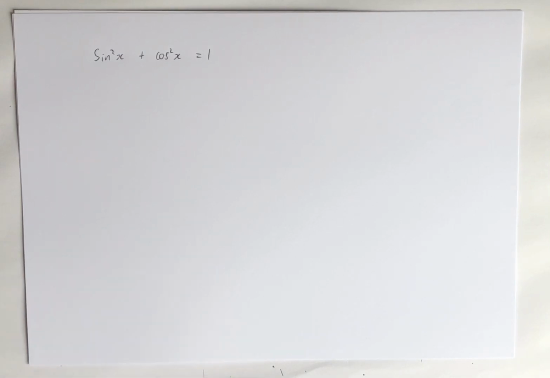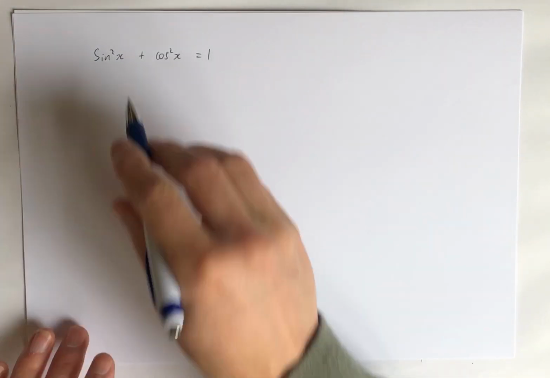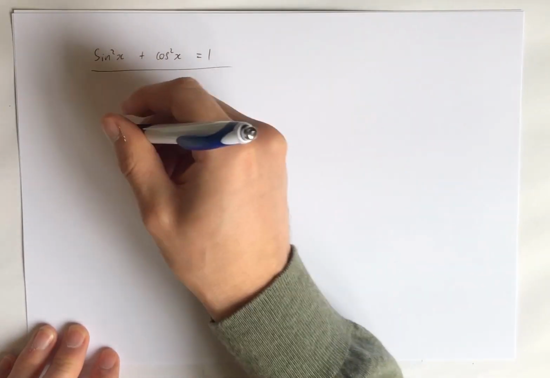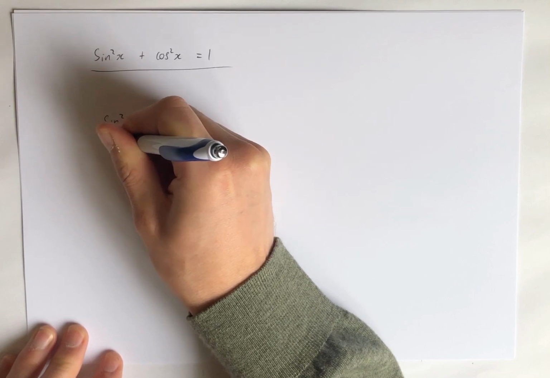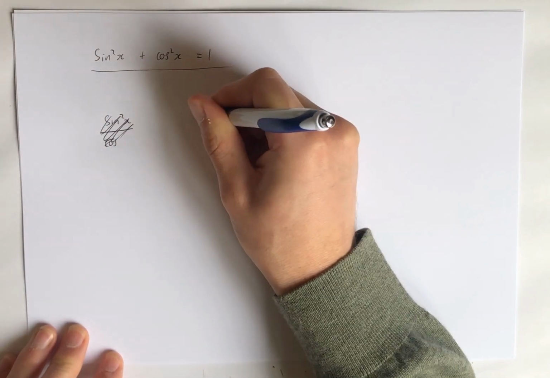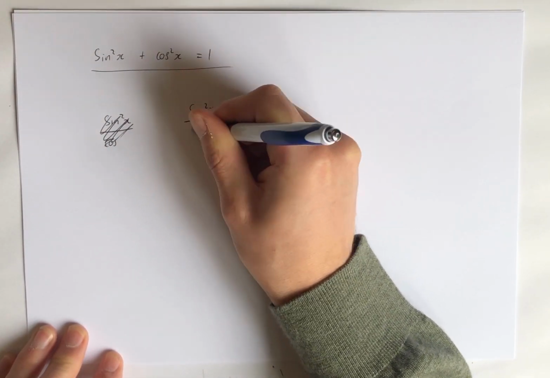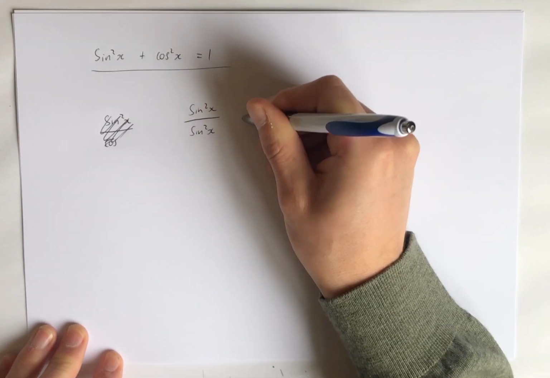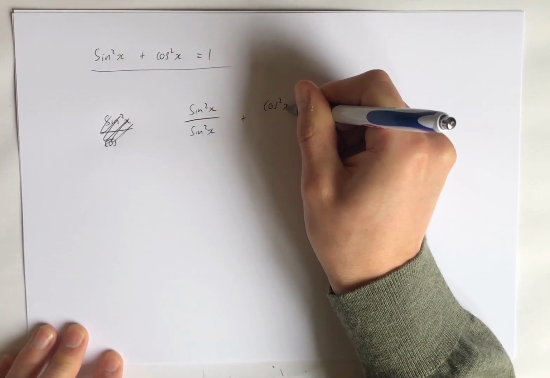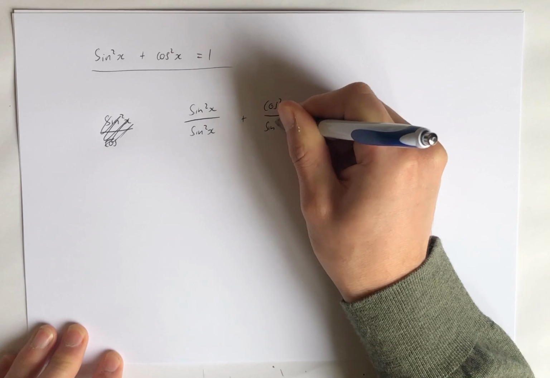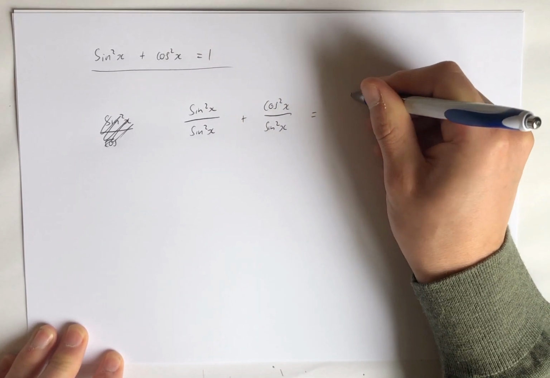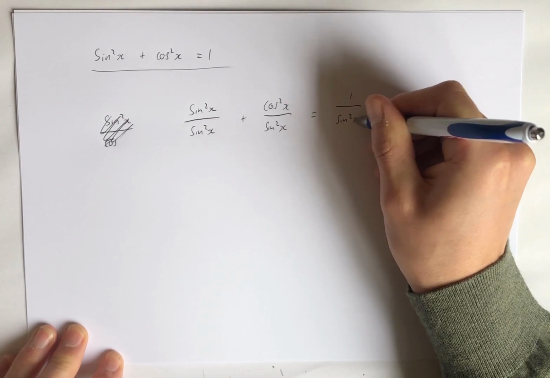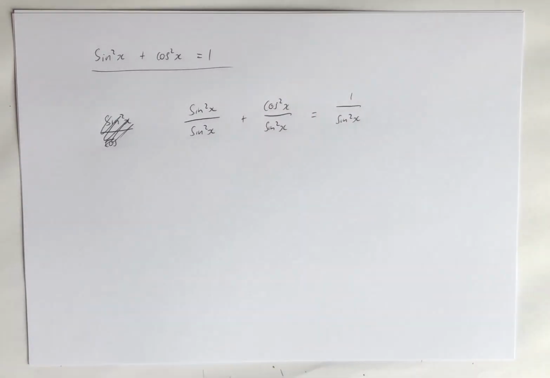Well, what if we divide everything through by sine squared x? Start again, we have sine squared x over sine squared x plus cosine squared x over sine squared x equals 1 over sine squared x. And you'll be wondering why I've done this. Well, let's have a look at what happens here.